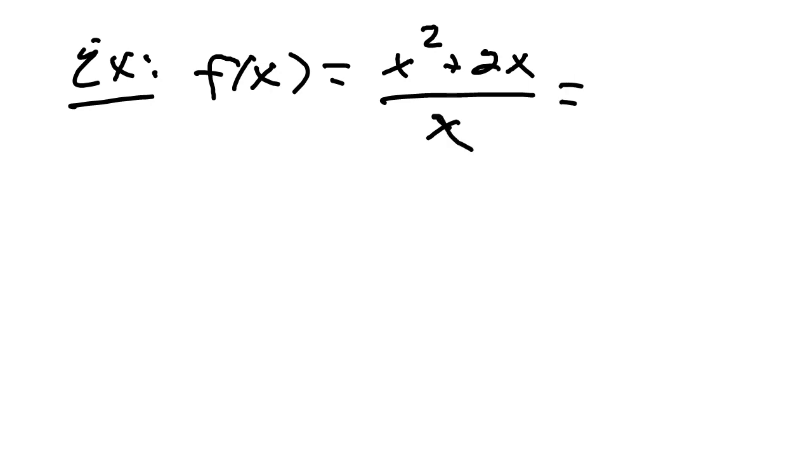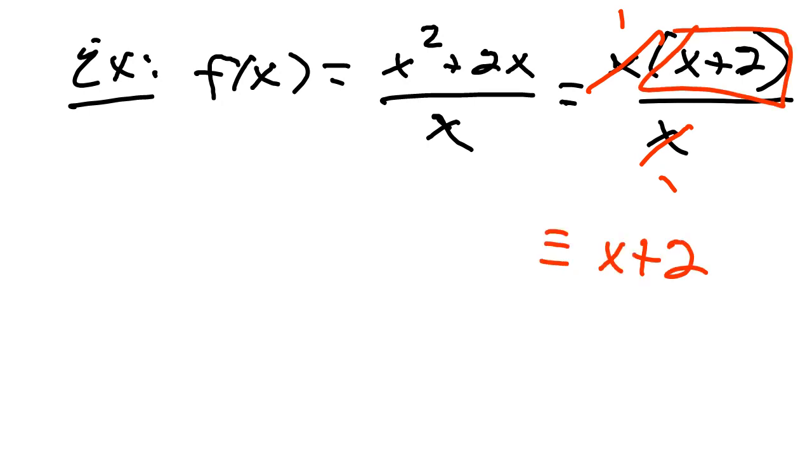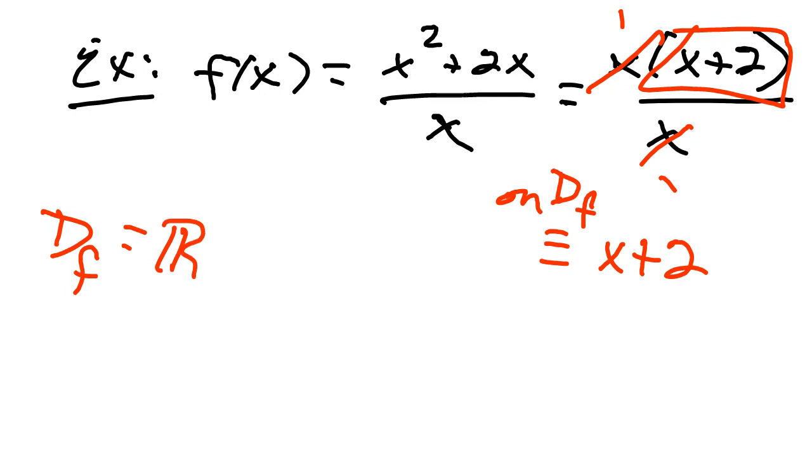Well, I could factor an x out, right? So we want to factor it down. And then what could I do with those x's? I could cancel them, right? So if I cancel these, they cancel out to ones as long as it's not 0 divided by 0. And I'm going to be left with something that is equivalent to x plus 2, but where? On the domain of f, right? So what is the domain of f? Domain of f in this case is all reals except where the denominator equals 0, which is at 0.